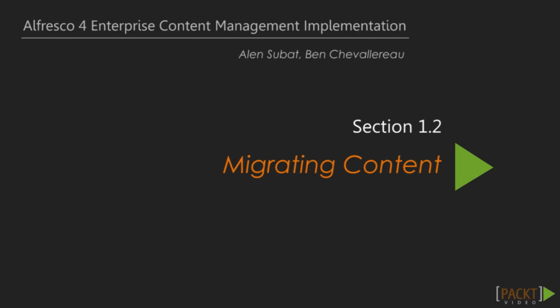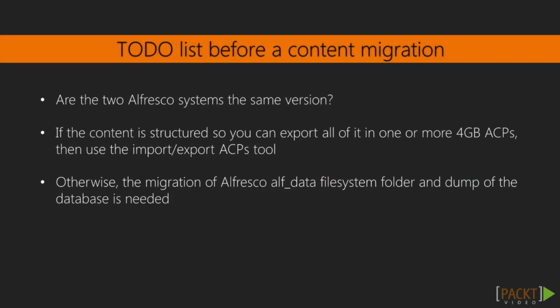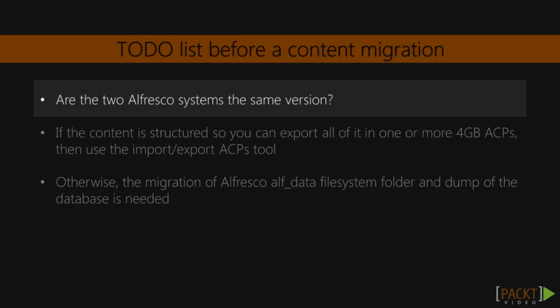Here, we are going to discuss some of the most common cases for which a content migration should be necessary, and how we are going to perform this task. First of all, we have to make sure we have two servers with two Alfresco instances installed on each. Both have to be the same version.